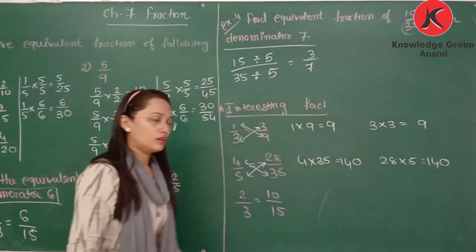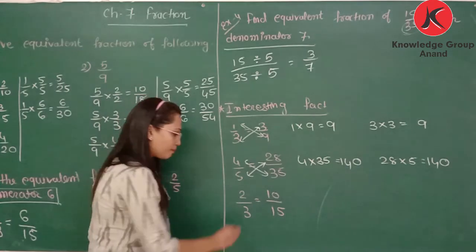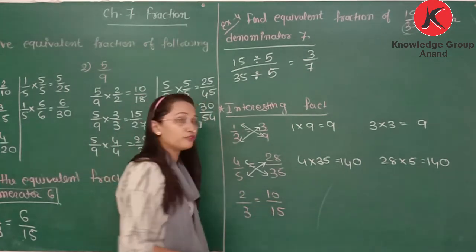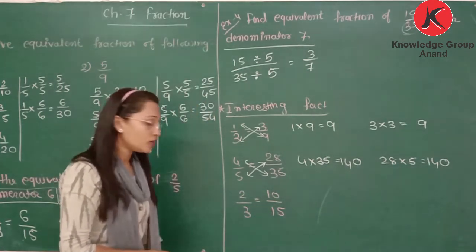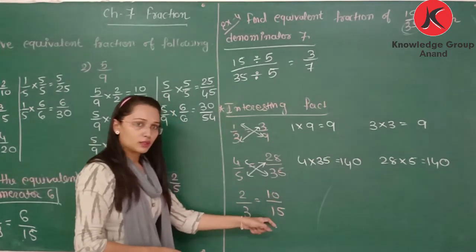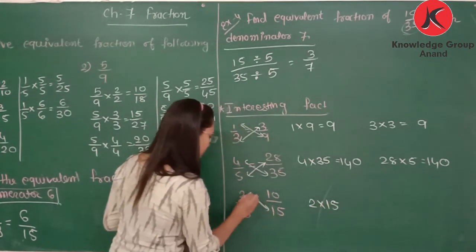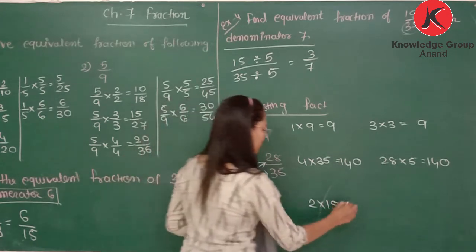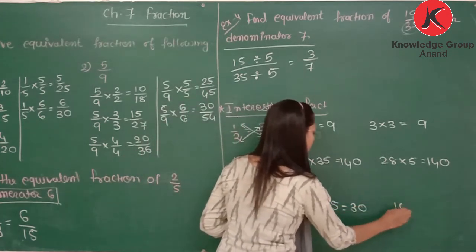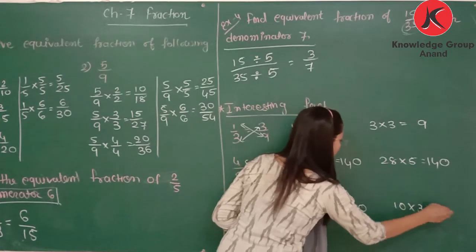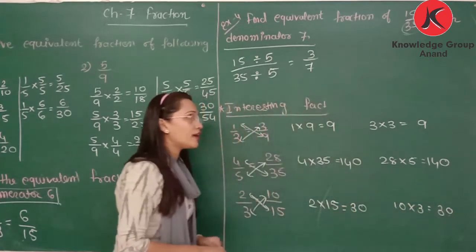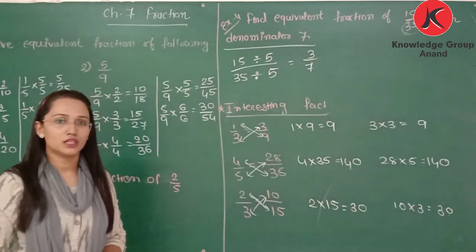Now again, let's take one more example. 2 by 3 and 10 by 15 are equivalent fractions, but because you can cut the common factor. So here, 2 is multiplied with 15 and 10, that is 30, and 10 is multiplied with 3, that is 30. So now you can see in an equivalent fraction, cross multiplication is same.